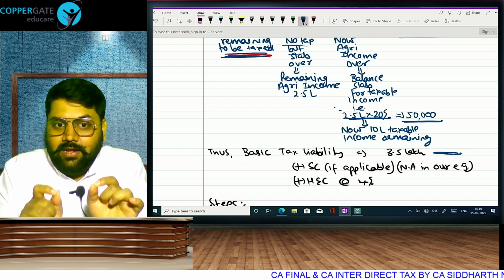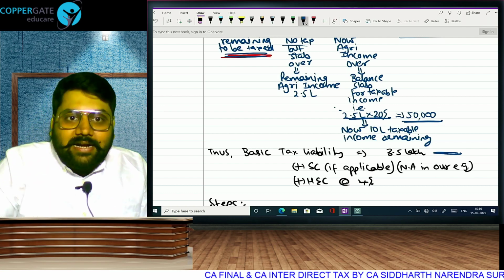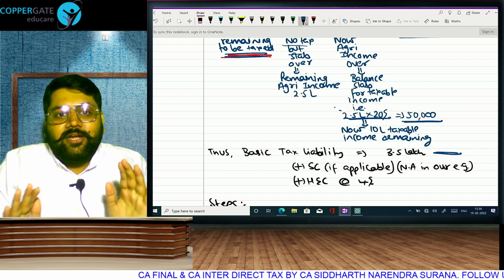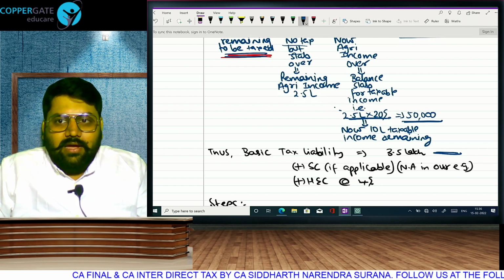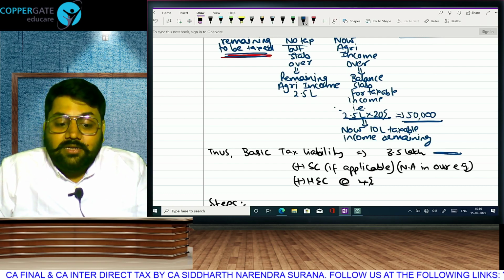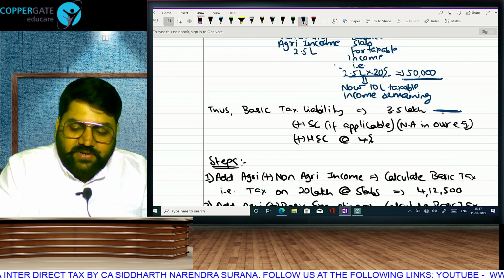And thus if I have to speak partial integration again in one line, if you have agriculture income, your other income will be taxed at higher rates, because the slab is already used by agriculture income. Is that understood? That's the logic. Okay, so basic tax will come to this.